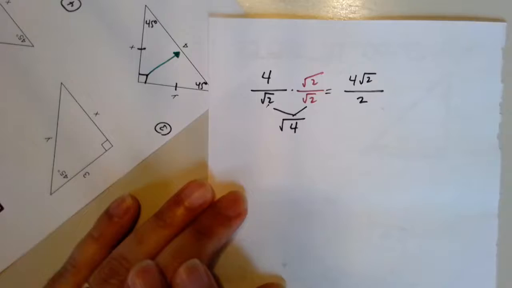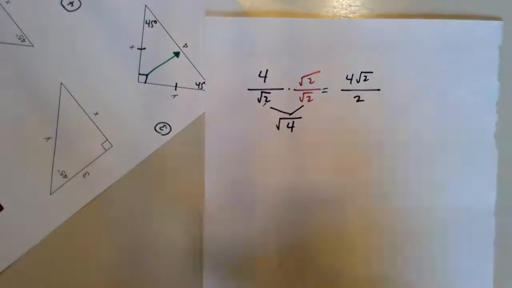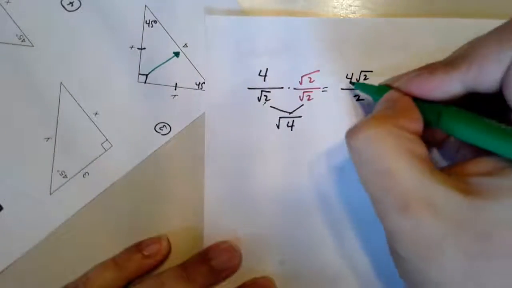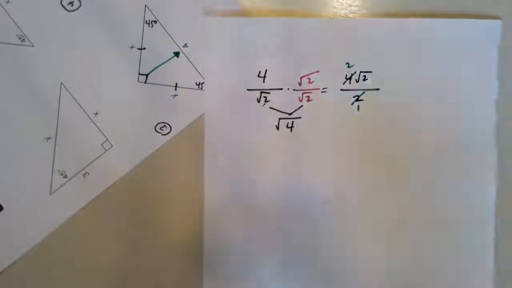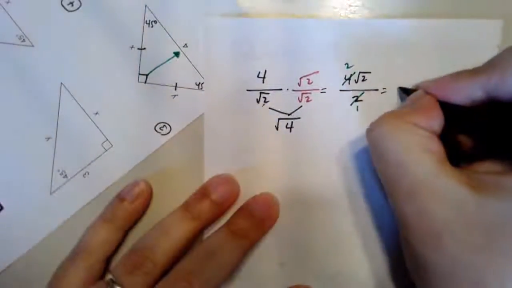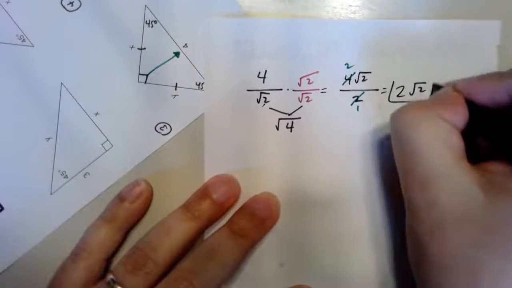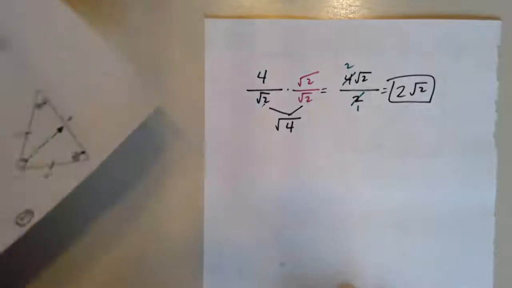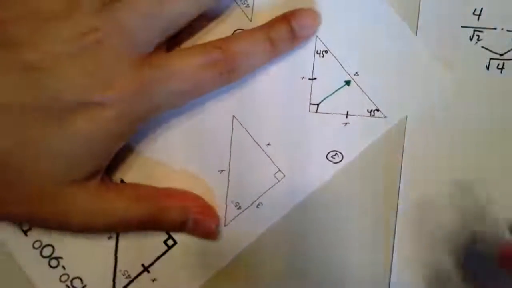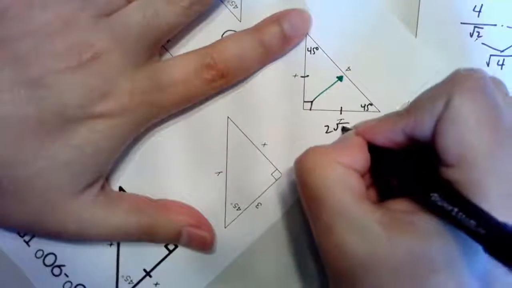One last thing here. 4 and 2, those can be reduced to 2 over 1, which is the same thing as 2 root 2. Okay, so both of those are going to be 2 root 2.